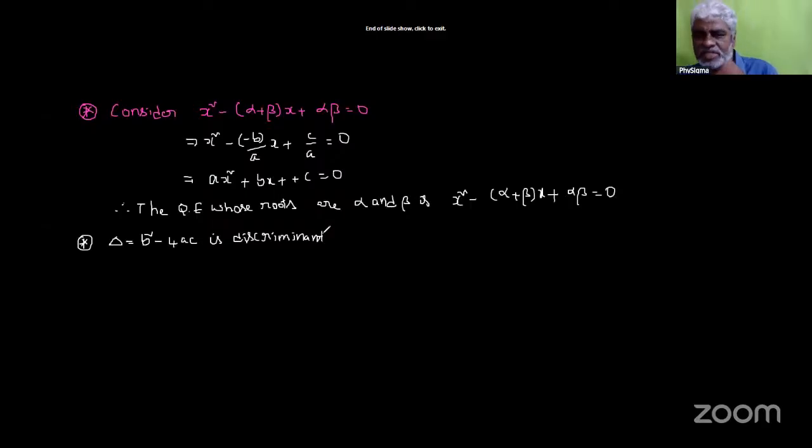What is the use of discriminant? By finding its discriminant, we can decide whether the given equation has two roots, one root, or no roots. In the beginning, we observed that some equations have no roots, some have only one root, and some have two roots. That is decided by the value of b square minus 4ac. It is called the discriminant.